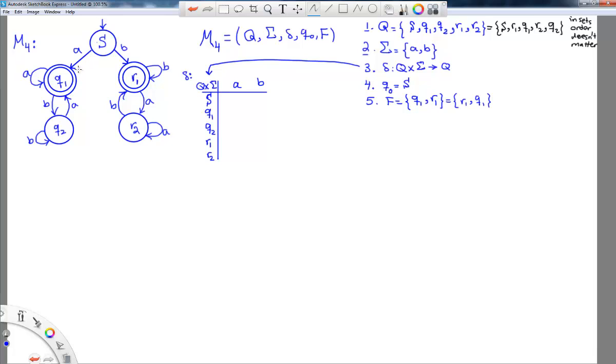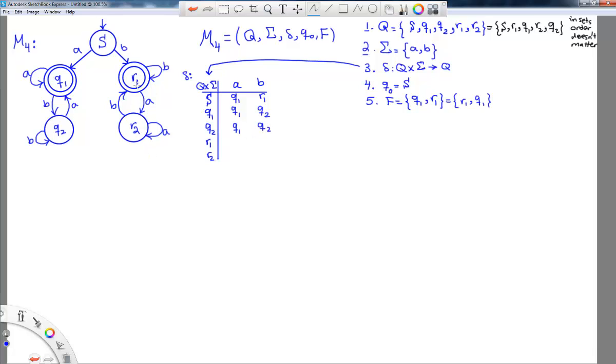Now in state S, when I see an A, I go to Q states. When I see a B, I go to R states. So if I see an A, I go to Q sub 1. If I see a B, I go to R sub 1. Then in Q sub 1, when I see an A, I stay in Q sub 1. With a B, I go to Q sub 2. In Q2, when I see an A, I go back to Q1. When I see a B, I stay in Q2.